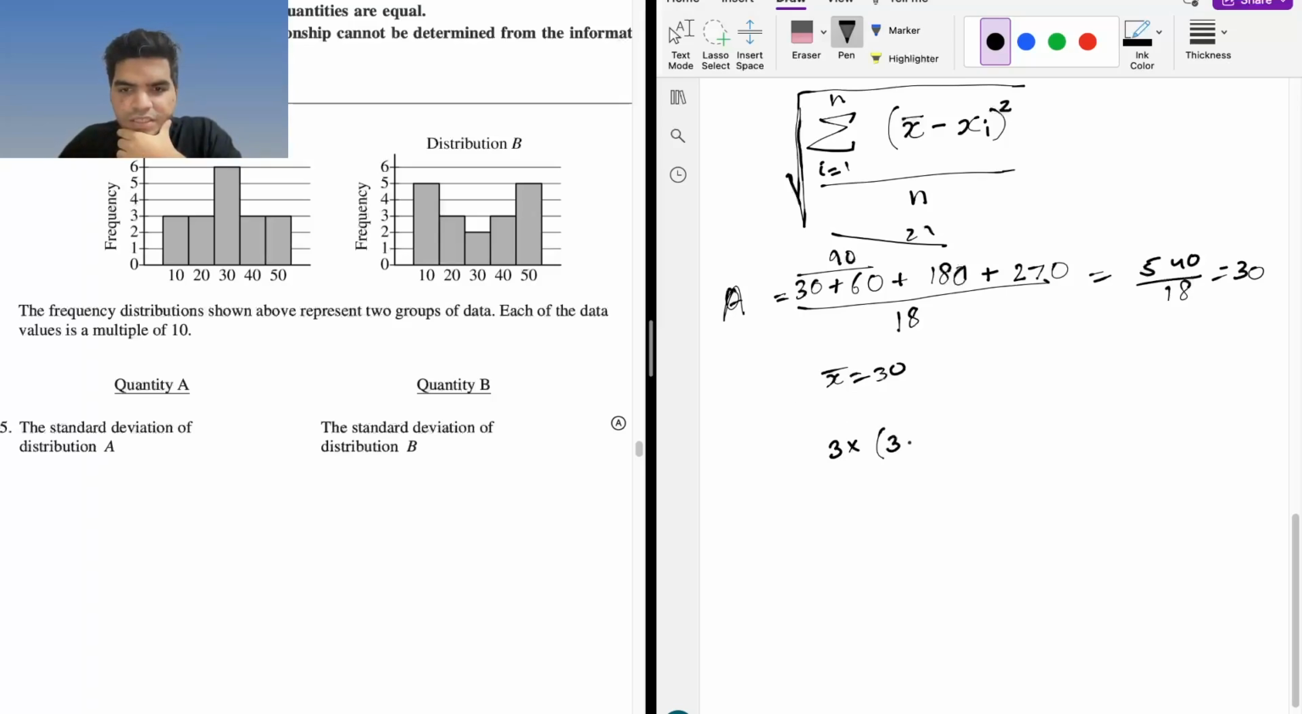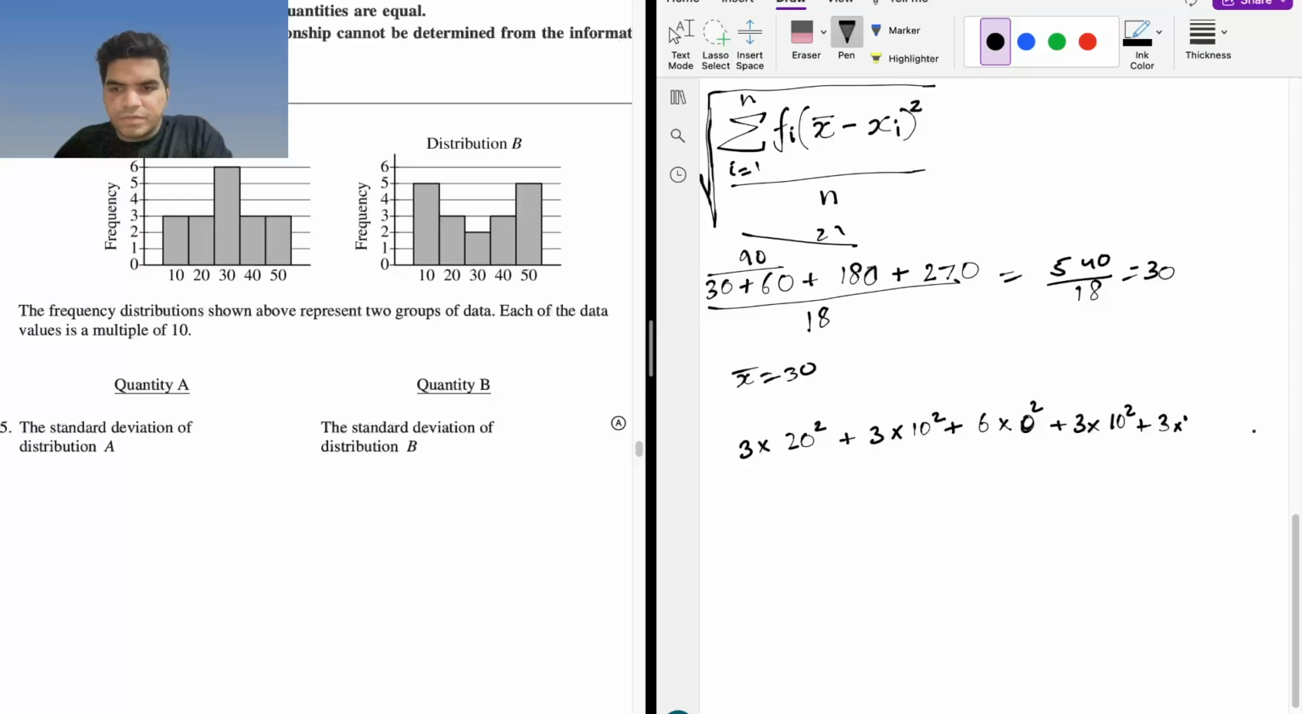3 into 30 minus 10, sorry, so 20 square plus, basically, I'll add a term of Fi, the frequency of that particular number. So 3 into 10 square plus 6 into 0 square, because 30 minus 30. 3 into minus 10 square will again be equal to 10 square. So I'm writing 10 square, and then 3 into 20 square.